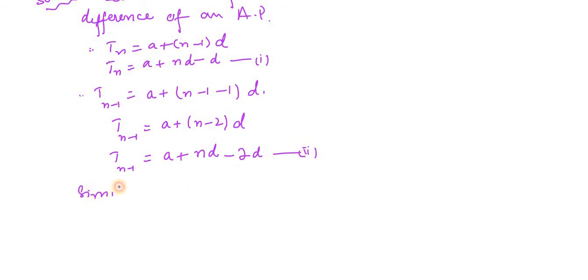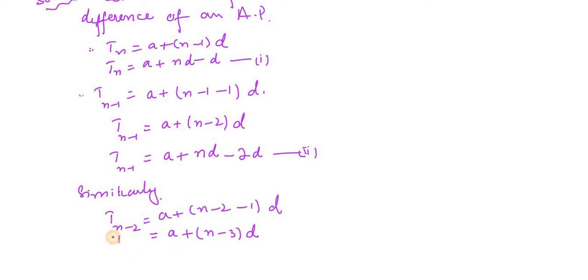Similarly, the (n minus 2)th term is equal to A plus (n minus 2 minus 1) of D, which is A plus (n minus 3) of D. So the (n minus 2)th term is A plus nD minus 3D. This we say is equation number 3.